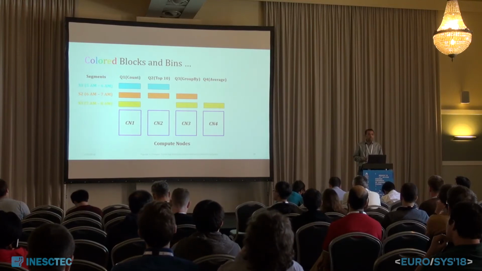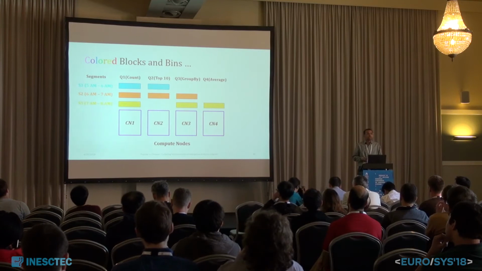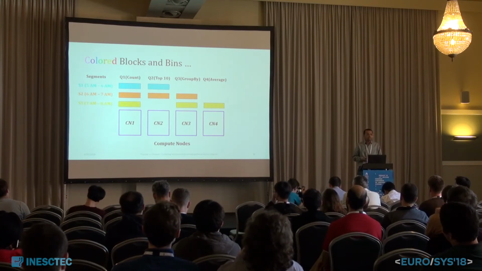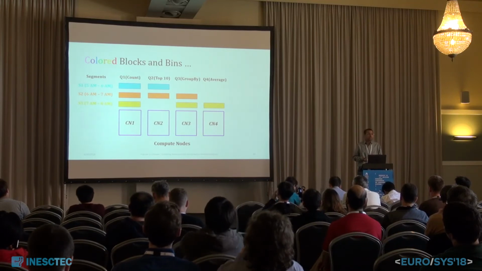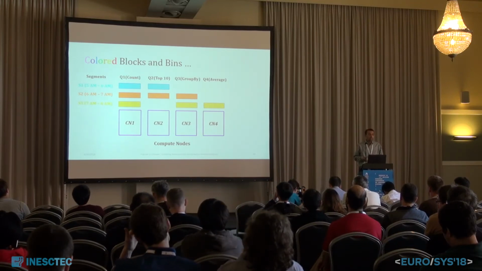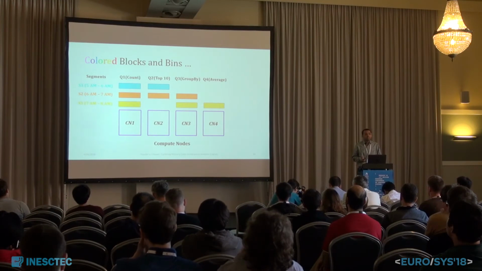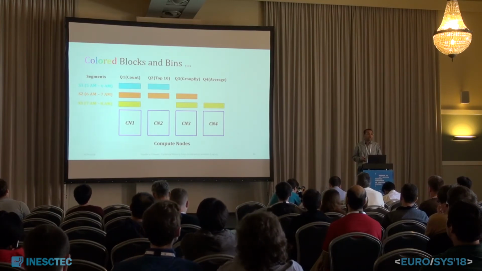The compute nodes here are the bins. To minimize makespan, this problem reduces to a load-balanced allocation of these blocks to these bins. Note that we create a replica of a segment when you place 2 blocks of the same color in 2 different bins.